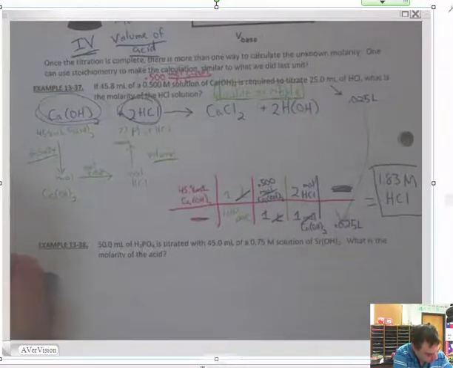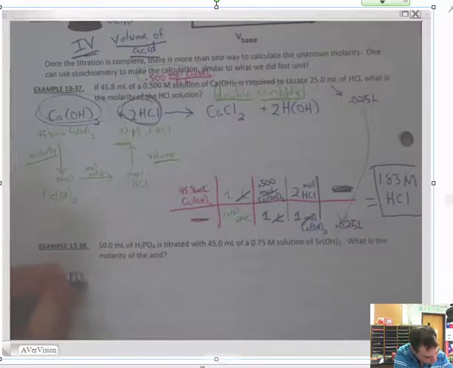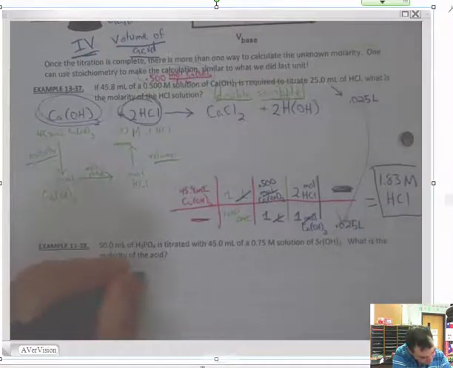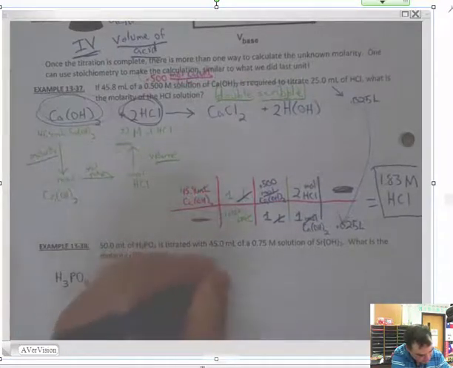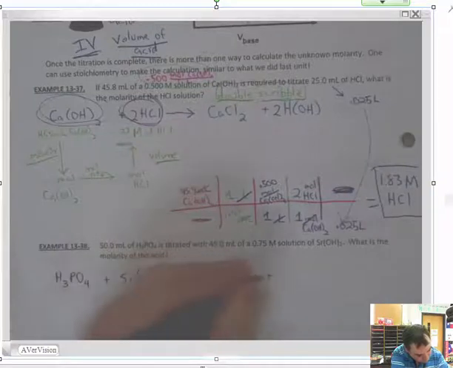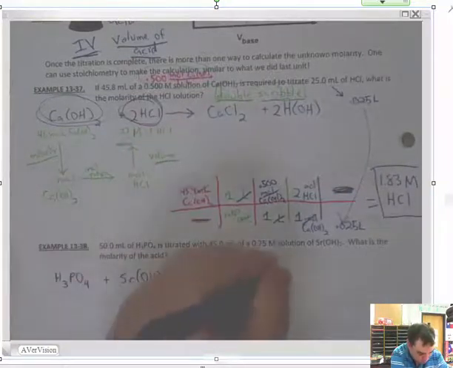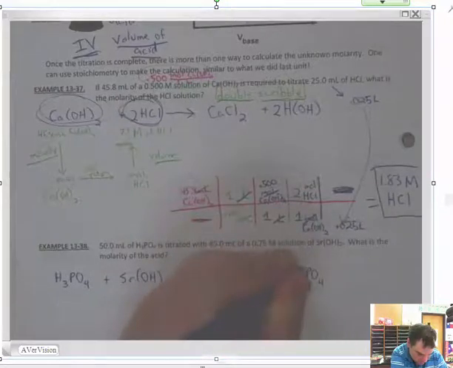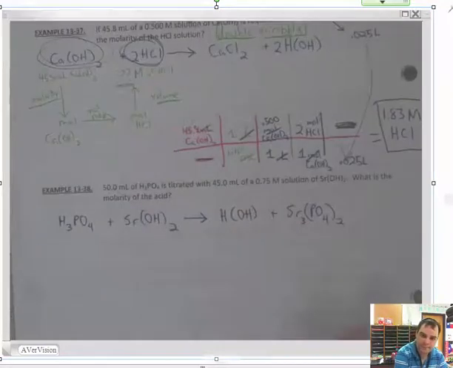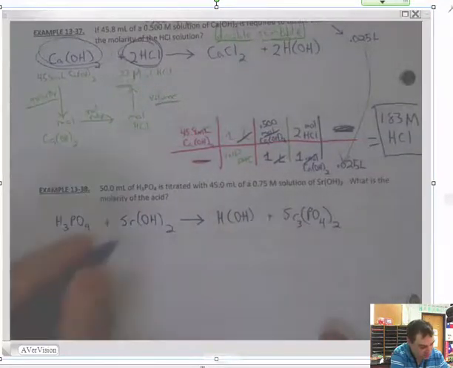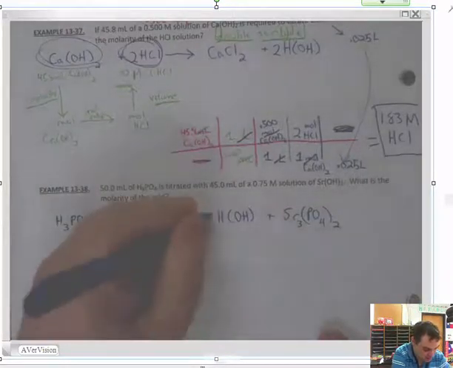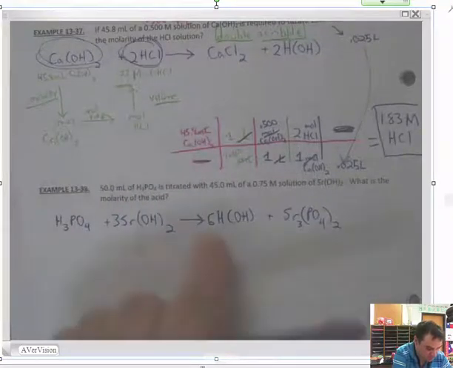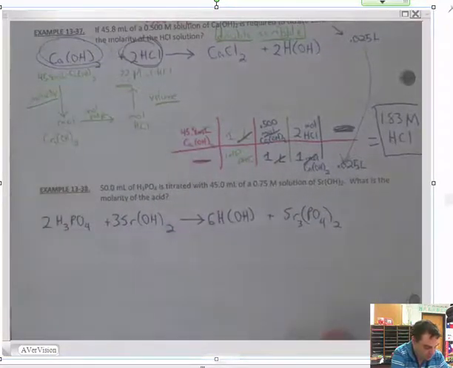It's titrated with 45 milliliters of 0.75 molar strontium hydroxide solution. What is the molarity of the acid here? So again, we've got to write the reaction. H3PO4 plus Sr(OH)2. H is going to go with OH to make HOH, plus Sr and PO4. And remember, Sr is plus 2 and PO4 is minus 3. So this is 3 and 2. We have 3 strontiums here, so we're going to put a 3 in front of the strontium hydroxide. 3 times 2 is 6, so we're going to put a 6 in front of the water. 6 H's, 3 H's, so we're going to put a 2 in front of the phosphoric acid.